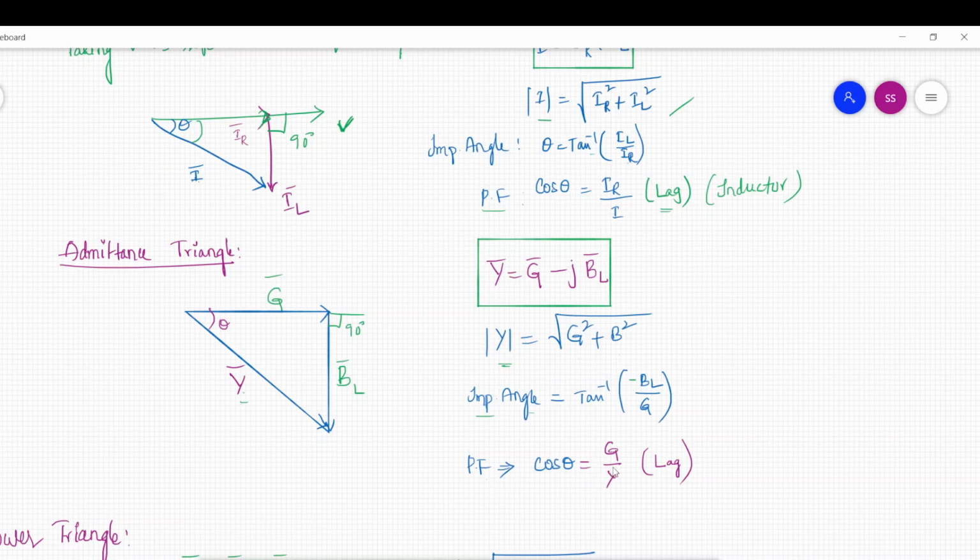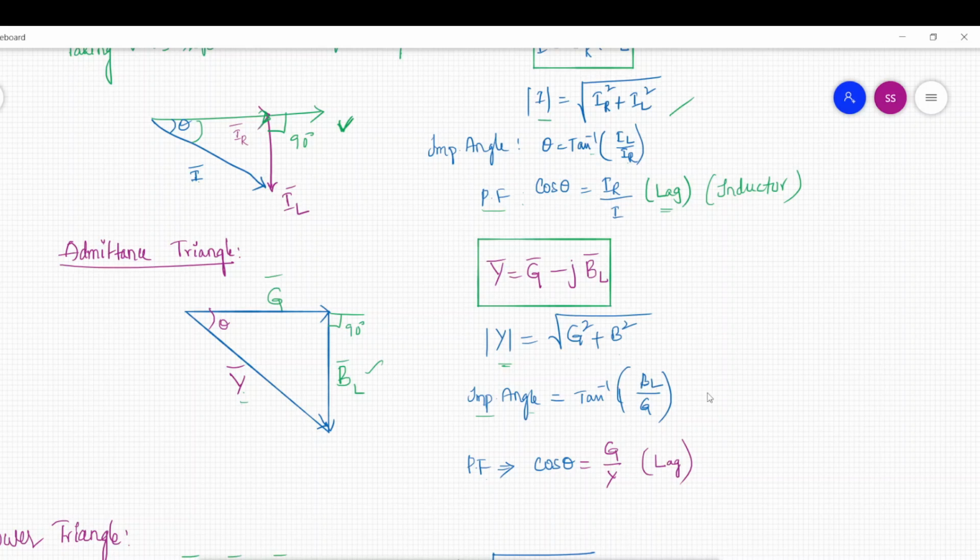Power factor cos theta will be G by Y. Okay, so this is not minus here because it is represented here. The negative is represented as lagging. Okay, so there will be no minus here. That will be tan inverse of BL by G, and the power factor is lagging here.